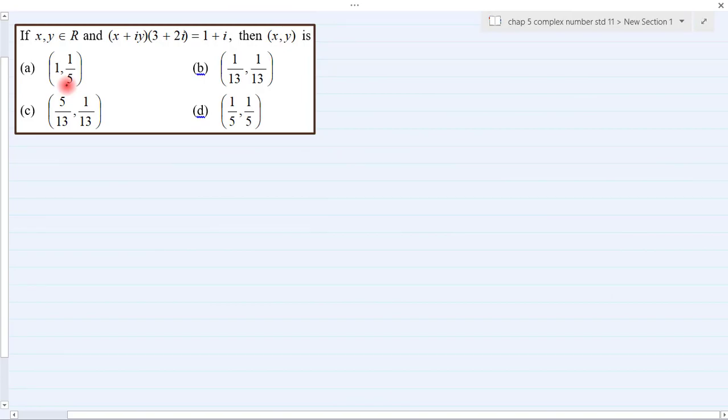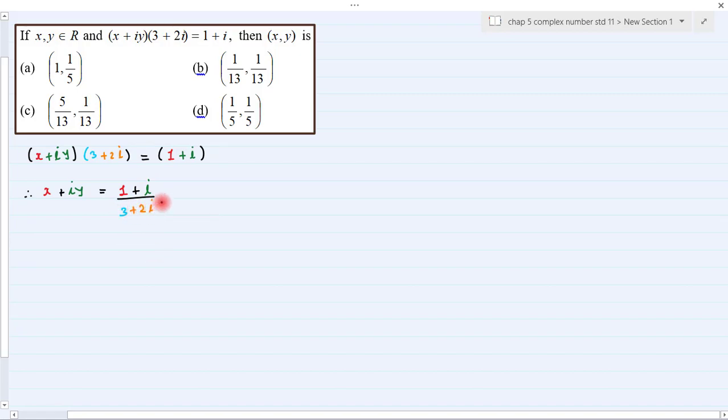In this question, you have to find x and y, which are real numbers, satisfying this equation: (x + iy)(3 + 2i) = 1 + i. In this equation, we have the advantage that x + iy is in one term, so we can easily make x + iy the subject. So, x + iy will be equal to (1 + i)/(3 + 2i).